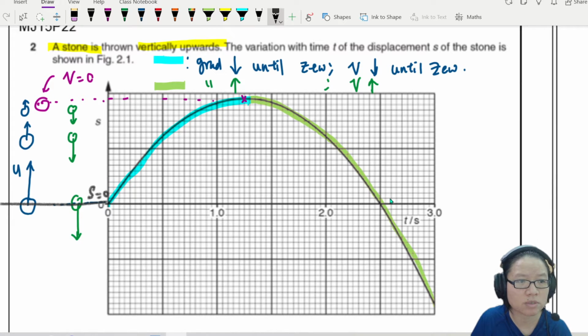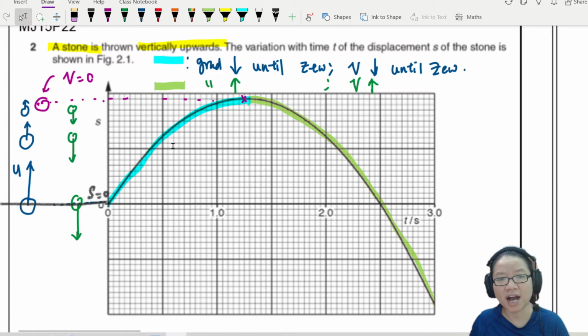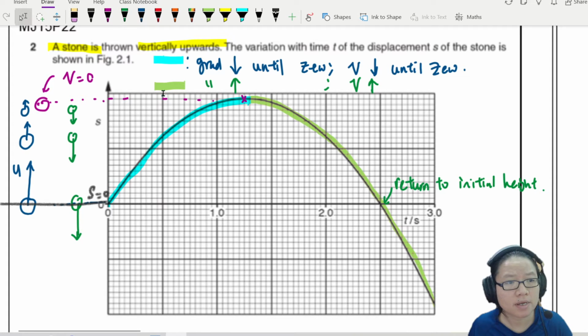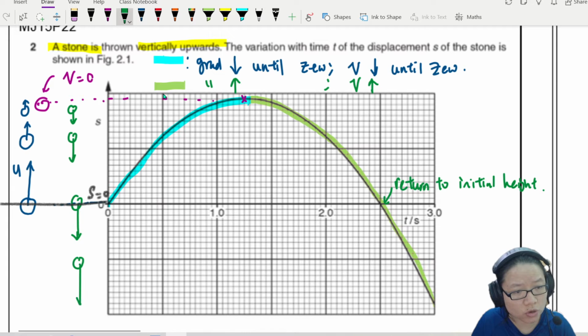This point here, s equals 0. So for the first 2.5 seconds, the ball was above the starting point. So it went up, it comes down. But it's not going to stay here, because there's no table, the ball will continue to fall down. Just to give you a tip, here you return to initial height. After this, the ball will continue to go down faster and faster. That's why the gradient is still getting steeper and steeper after 2.5.